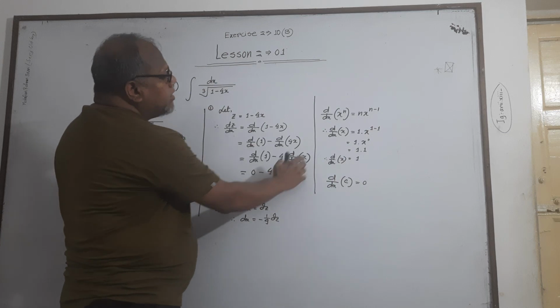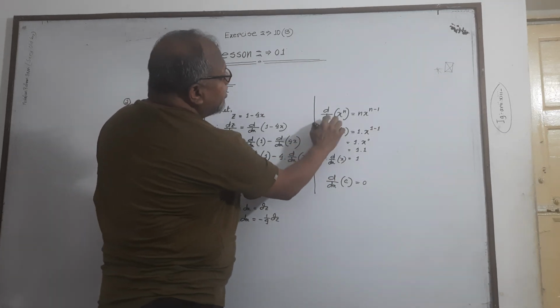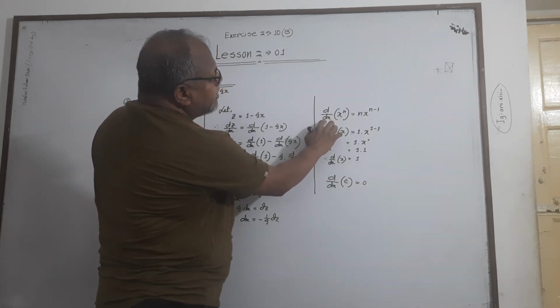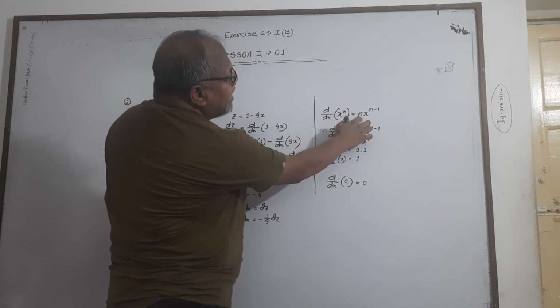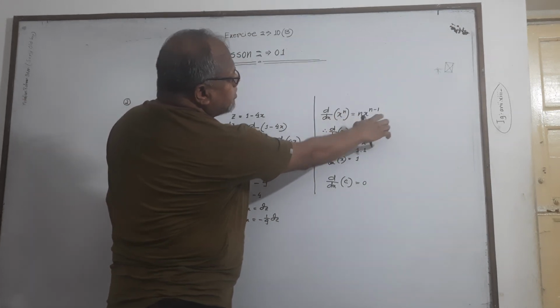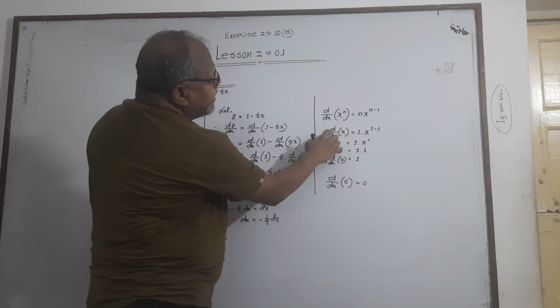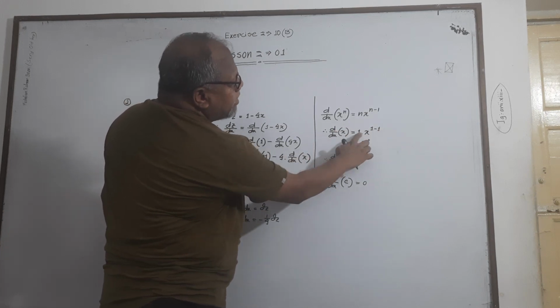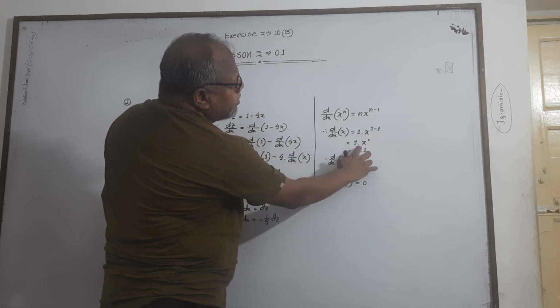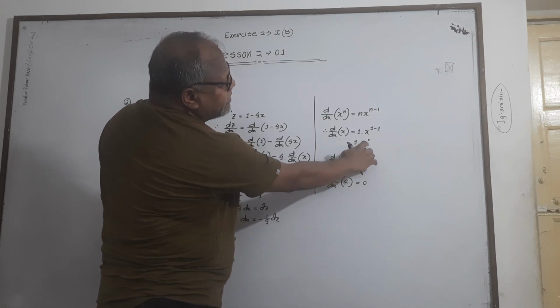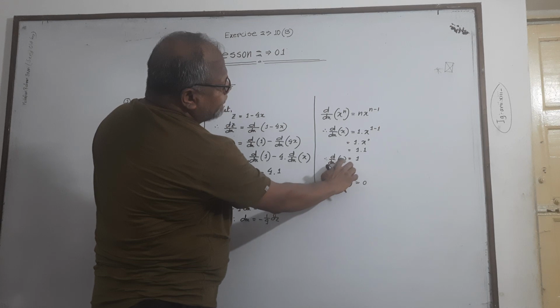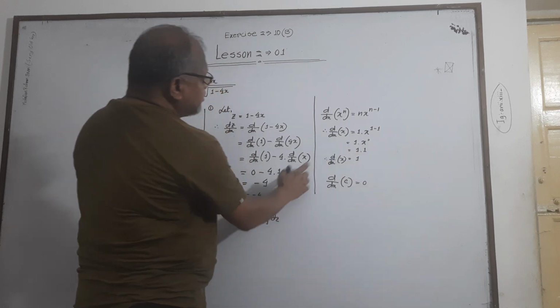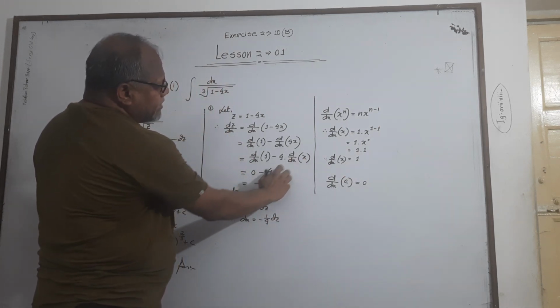How does it become 1? I show it here. The main differentiation formula is d/dx of x to the power n equals n x to the power n minus 1. According to this rule, d/dx of x to the power 1 is 1 times x to the power 1 minus 1, that is 1 into x to the power 0, and anything to the power 0 is equal to 1. So d/dx of x is equal to 1.